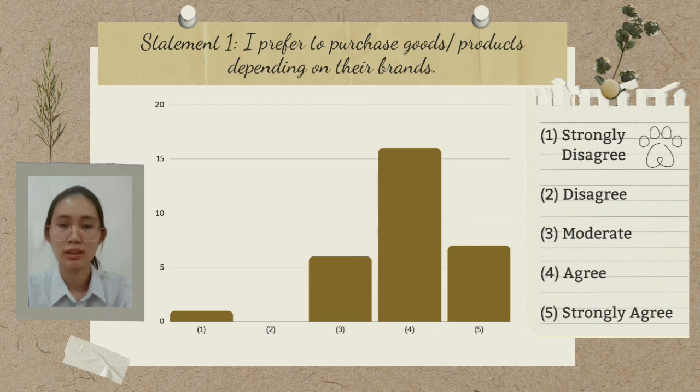As a conclusion, 53.33% out of 100% of respondents agree that purchasing goods depending on their brands is more reliable. This is because consumers often have their own plans and make their own decisions in buying goods depending on the brands, as it makes them purchase quickly and efficiently.